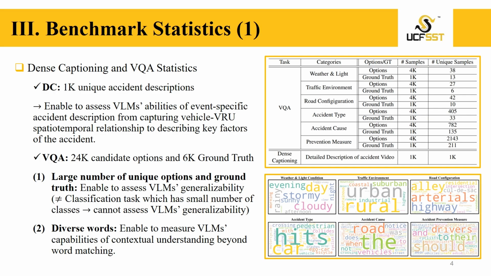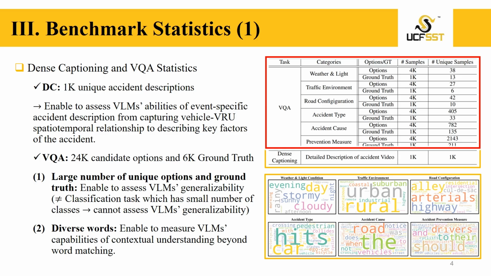Here are the statistics of the VRU-Accident benchmark. First, for the dense captioning task, we curated 1,000 unique accident descriptions. These captions allow us to assess vision language models' abilities to generate event-specific accident narratives, ranging from capturing the spatio-temporal relationship between vehicles and vulnerable road users to describing the key causal factors of the accident. Second, for the VQA task, each category contains 4,000 candidate options and 1,000 ground truths, resulting in a total of 24,000 candidate options and 6,000 ground truths.